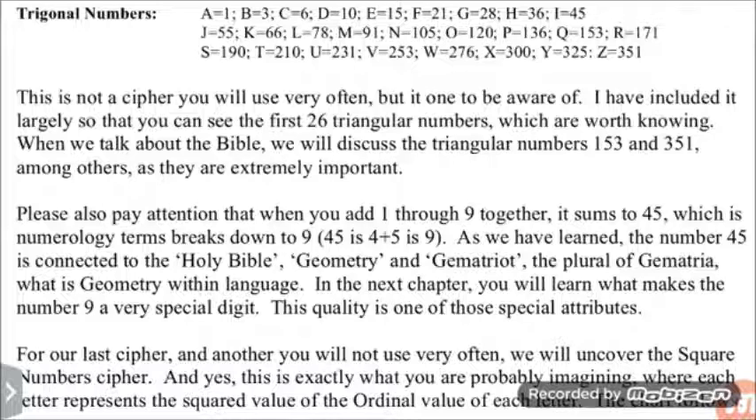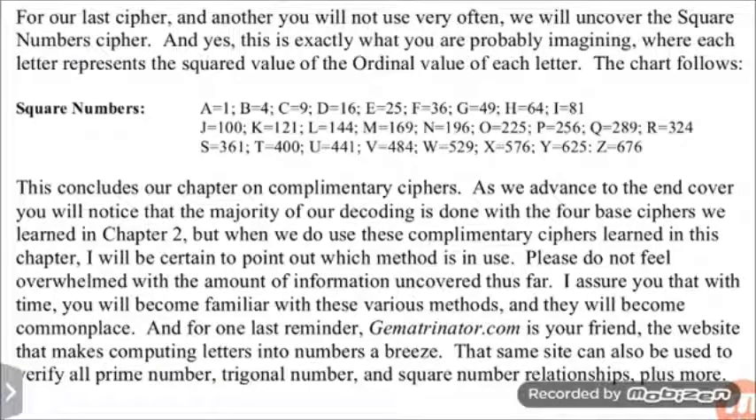What is geometry within language? In the next chapter, you will learn what makes the number 9 a very special digit. This quality is one of those special attributes. For our last cipher, and another you will not use very often, we will uncover the square numbers cipher. And yes, this is exactly what you are probably imagining, where each letter represents the squared value of the ordinal value of each letter. The chart follows. Square numbers.